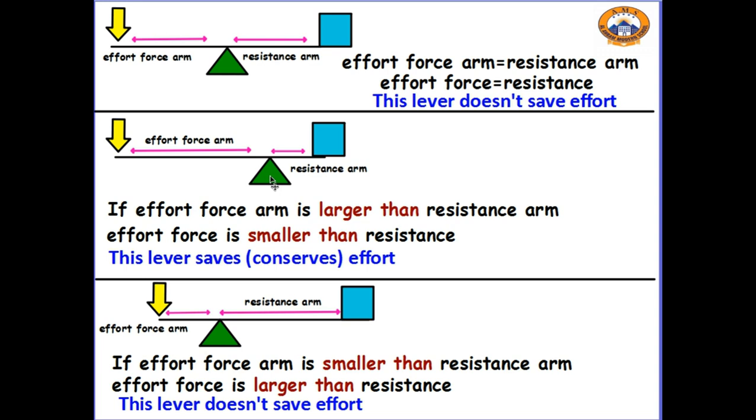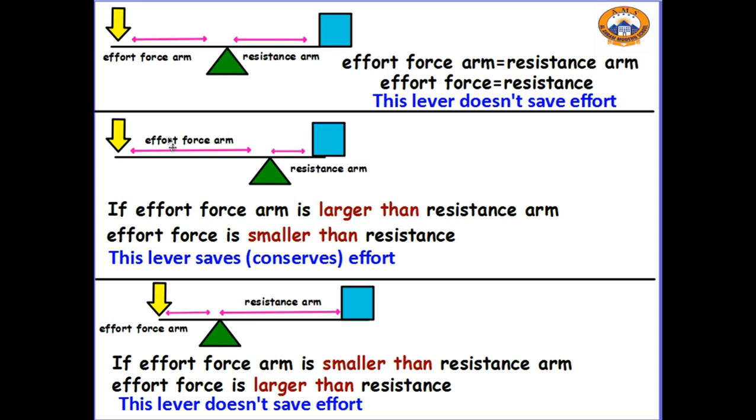It's a first class lever with the fulcrum between the effort force and the resistance. Here, the fulcrum is far away from the effort force. So the effort force arm is longer than the resistance arm. Since the effort force arm is longer, its force, F, is the opposite. It would be smaller than the resistance.